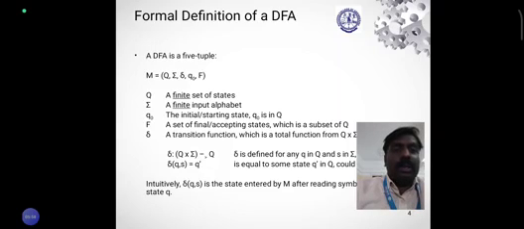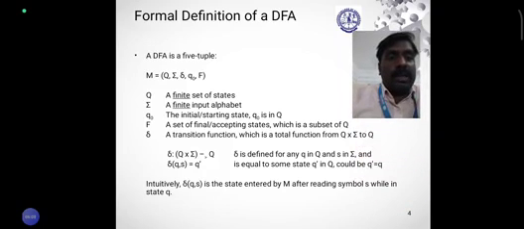Delta is said to be a transition function, which has the formula Q cross sigma tends to capital Q. That is, from one state, if we give the input, it will move to another state. So delta is defined for any q in capital Q and s in the input alphabet, and is equal to some other state called q dash. So that is what it represents here: the transition function rule, Q cross sigma tends to capital Q.